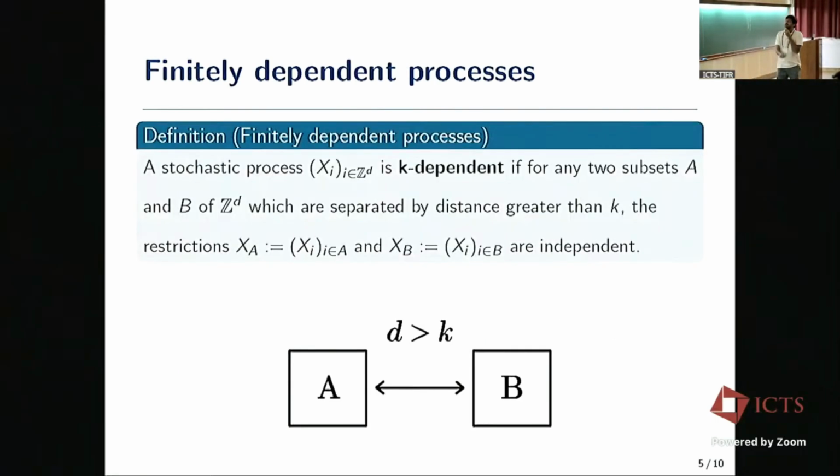That leads me to finitely dependent processes. A stochastic process indexed by Z^d is called k-dependent if, for any two subsets of Z^d which are separated by distance at least k, the restrictions of the process to these two sets are independent. So as long as the distance between two points is greater than k, the random variables are independent. For example, an independent process is trivially finitely dependent. But in a finitely dependent process, you allow dependence up to some distance, and after that the random variables become independent of each other.